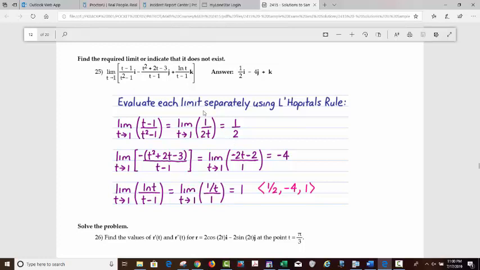Now the next one, natural log of t over t minus 1. You put in 1, you'll get 0 over 0. So the derivative of natural log of t will be 1 over t. Derivative of t minus 1 will be 1. And put in 1 again, and you'll get 1. So that's the vector 1/2, -4, and 1.